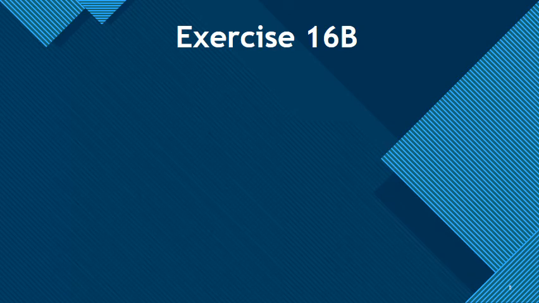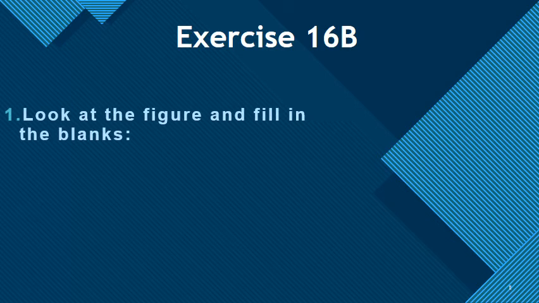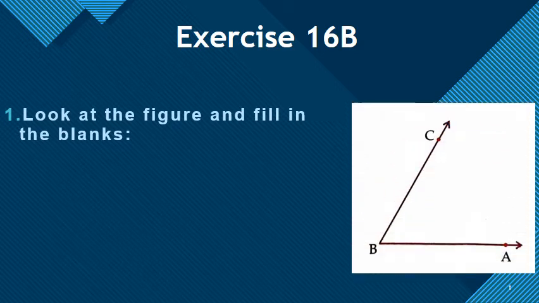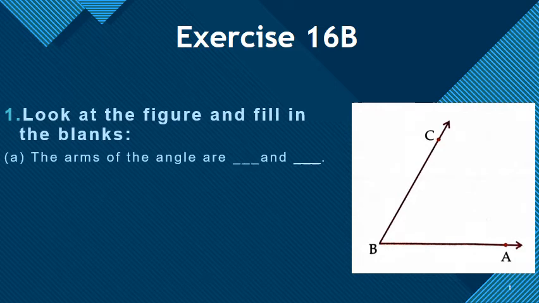Now children, let's do some questions of exercise 16b. So the first question is, look at the figure and fill in the blanks. So here is the figure in which the two arms are BC and AB. They are meeting at point B, which is the vertex, and making an angle. So let us see what are the questions that follow. The first question is, the arms of the angle are dash and dash. So what are the arms? Well, it is BA and BC.